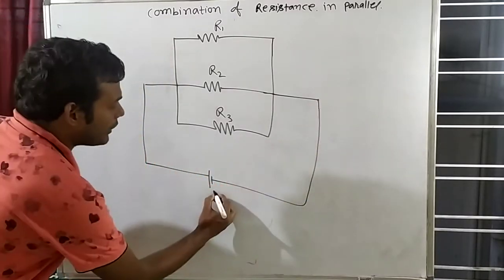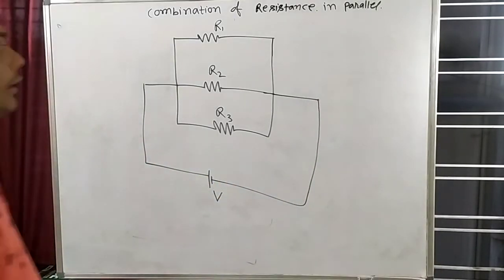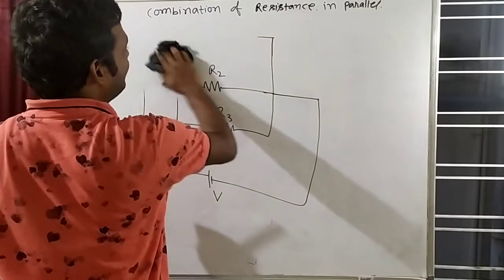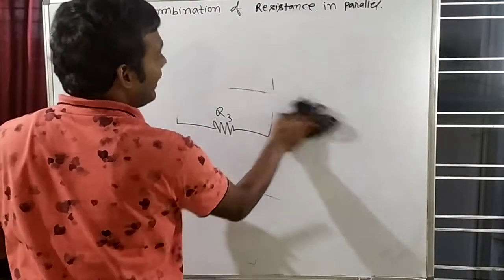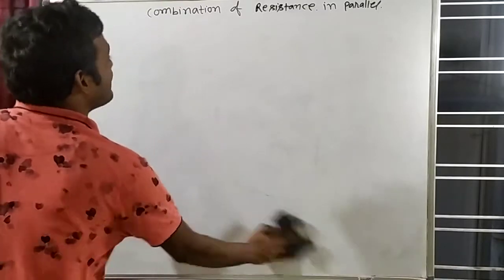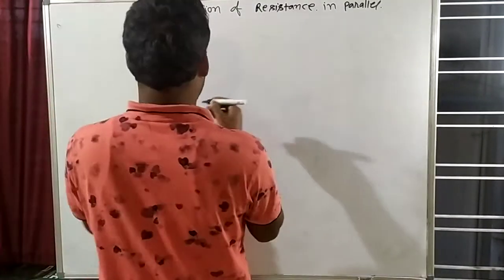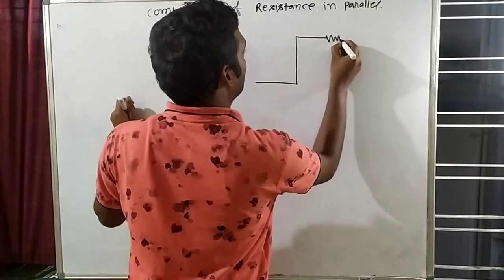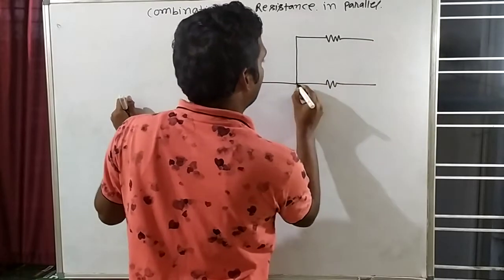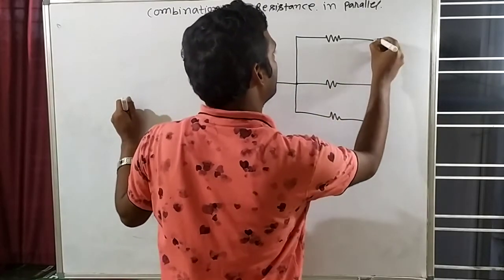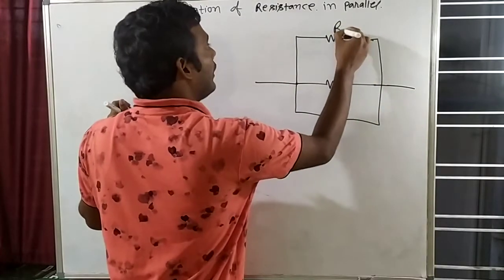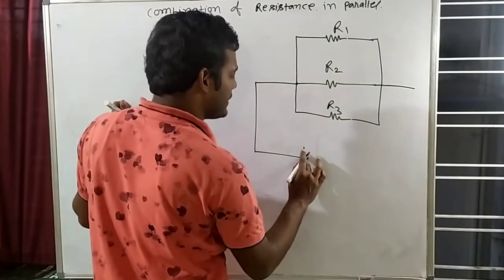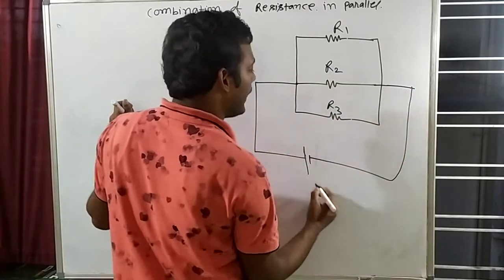Clear? Let's say potential difference is V. Where you have to write this picture? I should make a small picture because I need some space also. So let's say this is R1 first resistance, second resistance, third resistance, and this is connected by a potential difference, let's say V. This is connected by a potential difference V.